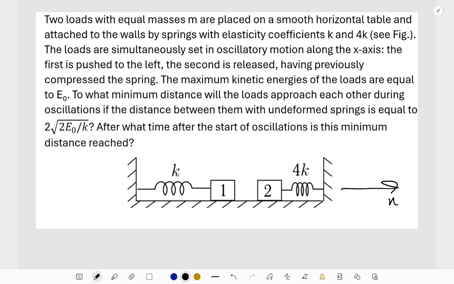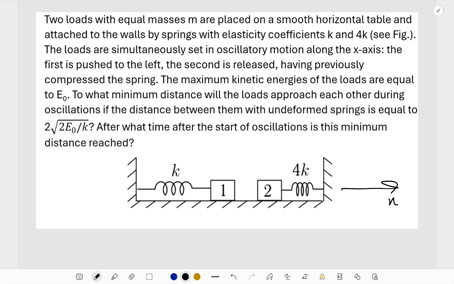That means its maximum potential energy should be equal to E naught also at the initial position, because it has no velocity at all, it is simply released. Okay, to what minimum distance will the loads approach each other during the oscillations?